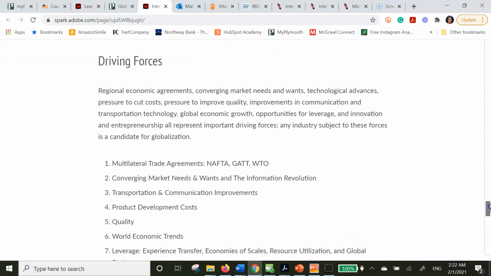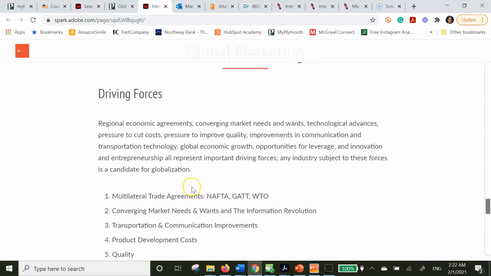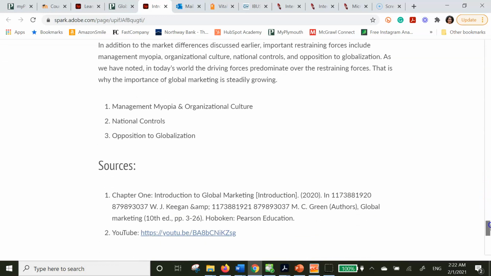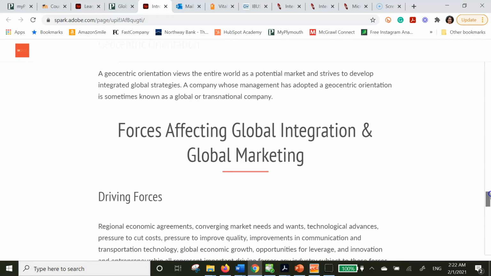I particularly advise you that when you start reading this section of driving forces, if you have any question or any doubt of this information, you can go ahead and check it. Now, you can actually go and check what is the GATT, the WTO, the NAFTA. You don't have to dig deep on this because later on we are going to do that. So that's why it's only briefly mentioned here.